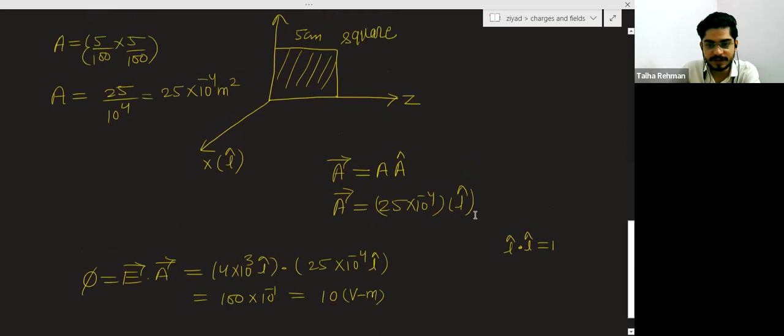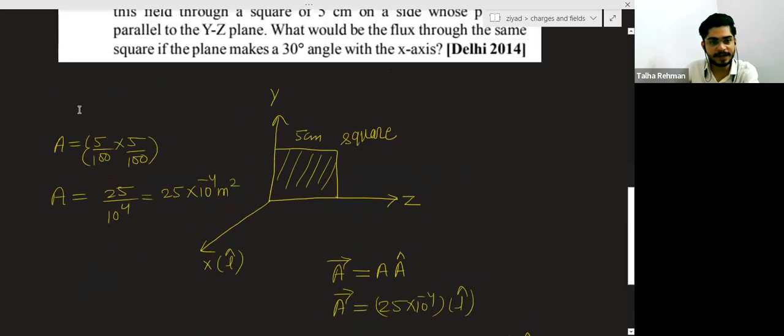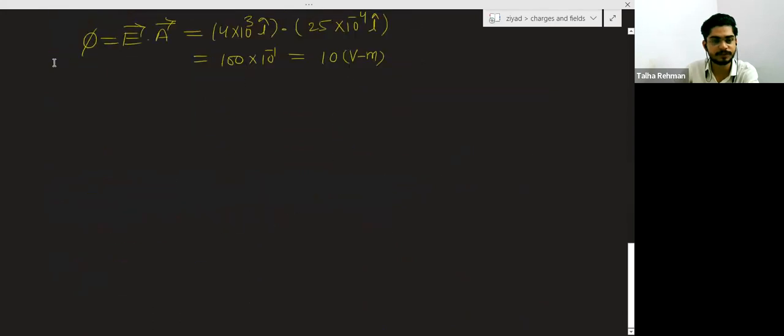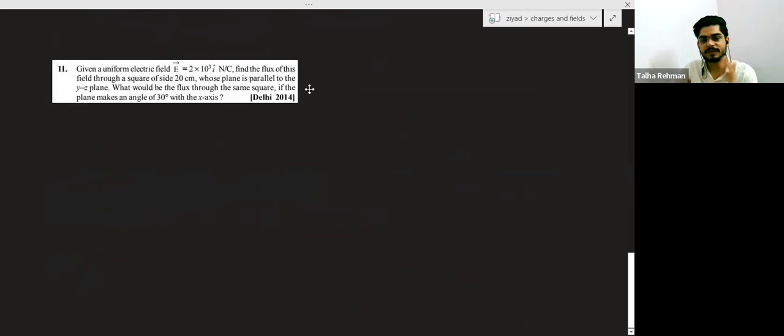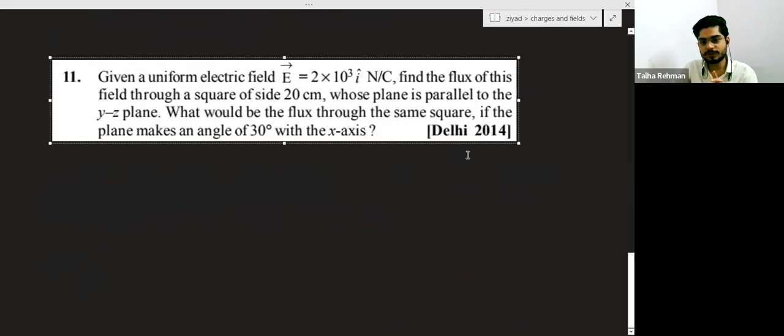This is the question asked in 2014, and CBSE has asked a similar question again. They have given the electric field. This is also from 2014. Here they are saying, given the uniform electric field, find the flux of this field through the square of side 20 centimeter whose plane is parallel to the YZ plane.